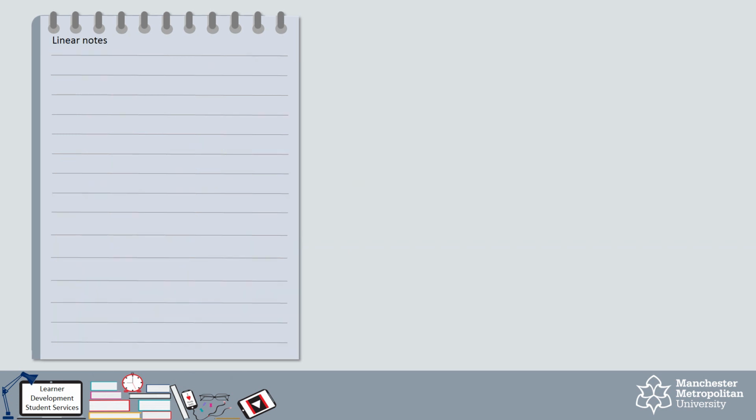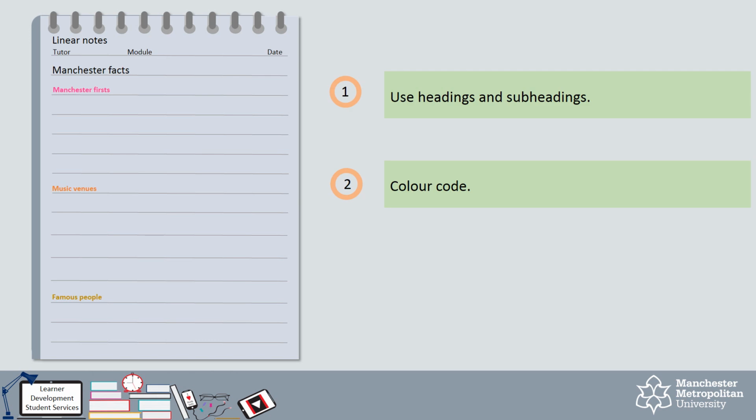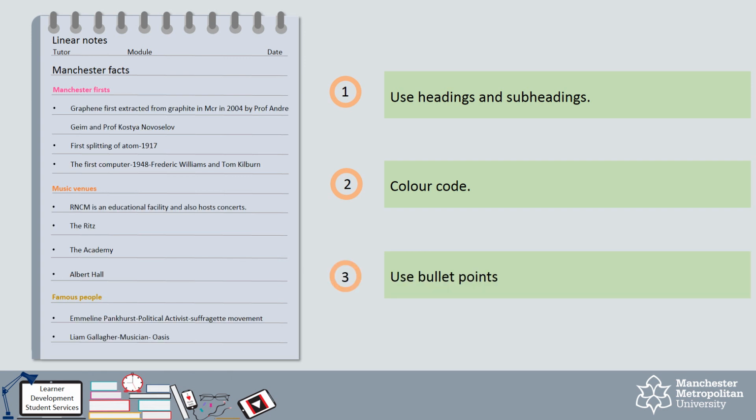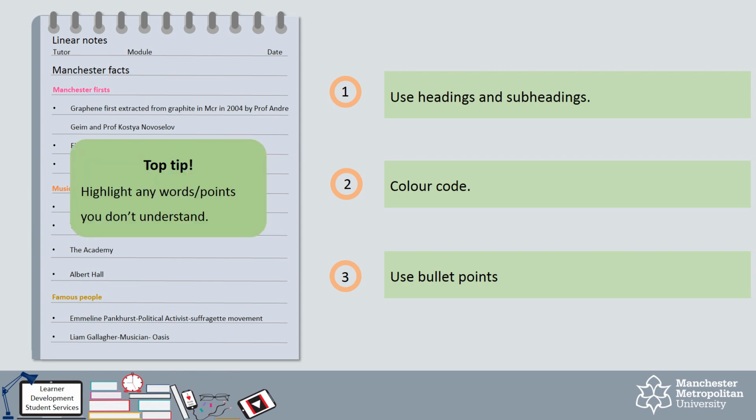The final method we're going to look at is linear notes. This can help with the flow and structure of a lecture because you use headings and subheadings. It's also a good idea to use bullet points to separate your points. Again, use colour to distinguish between important points and highlight keywords or phrases you don't understand. For example, highlighting yellow for key points and highlighting green for any words or phrases you are unsure of.